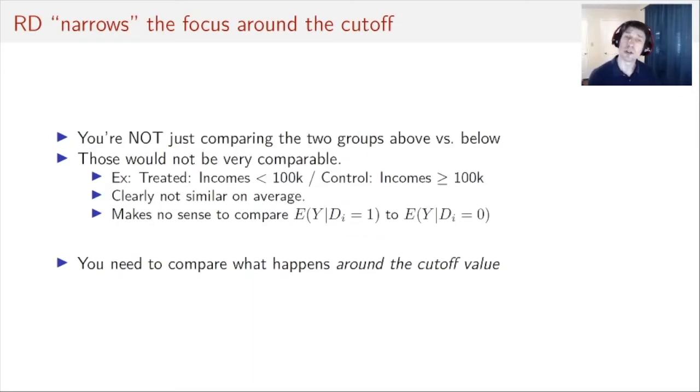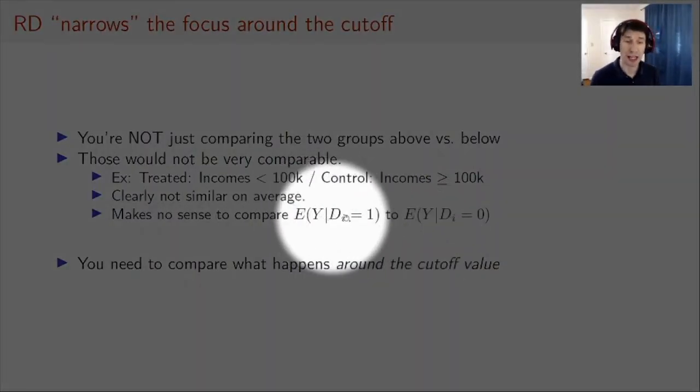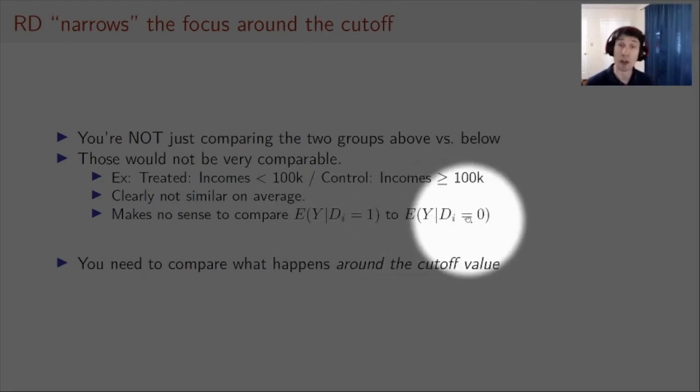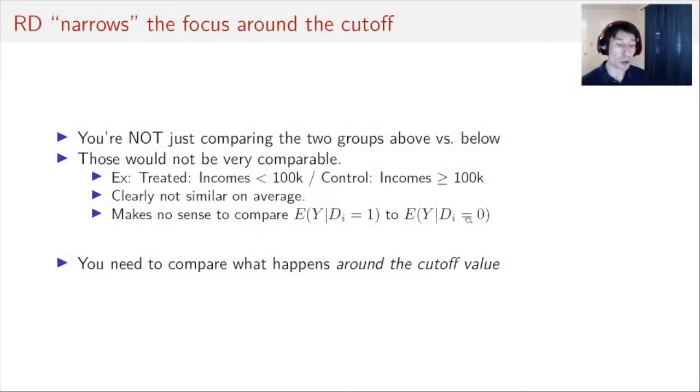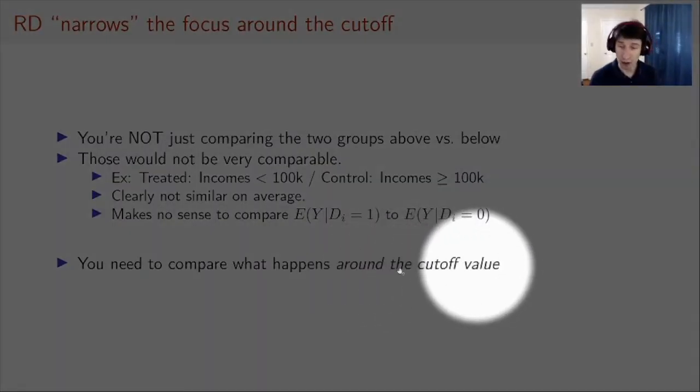Now, importantly, regression discontinuity really narrows the focus to the people around the cutoff value. So you are not just comparing the whole group of people who are below the cutoff value and the whole group of people who are above the cutoff value, right? Because those groups would not be comparable. If you just compare Americans that make less than 100K to Americans that make more than 100K, clearly on average, these are not similar populations. And so it really would not make any sense to just compare the expected value for the treated to the expected value of the non-treated. Rather, what you do is compare what happens around the cutoff value.